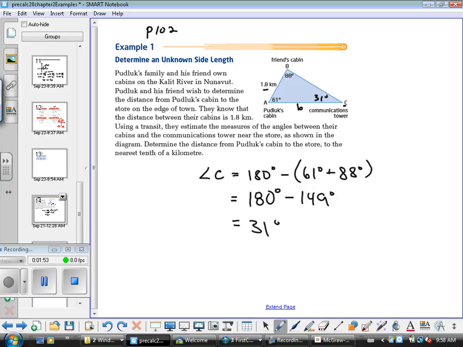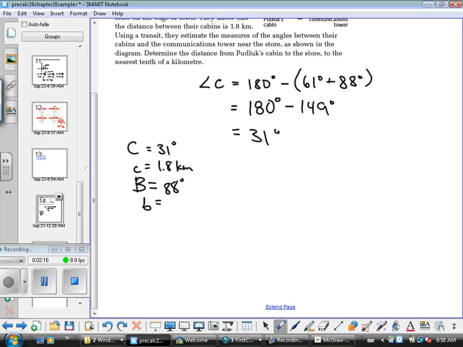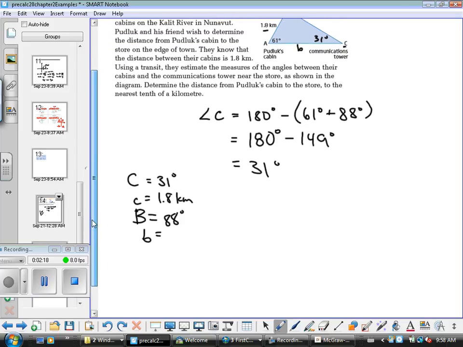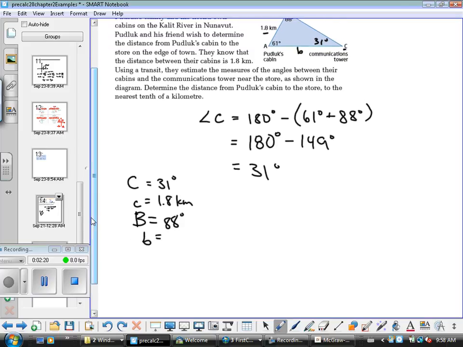We know angle C. We know the length of side C. We know angle A, but we're not looking for side A, so we'll just ignore that. We know angle B, that's 88 degrees. And what we really want to find out is the distance B between Pudluck's cabin and the communications tower. So that's our unknown.